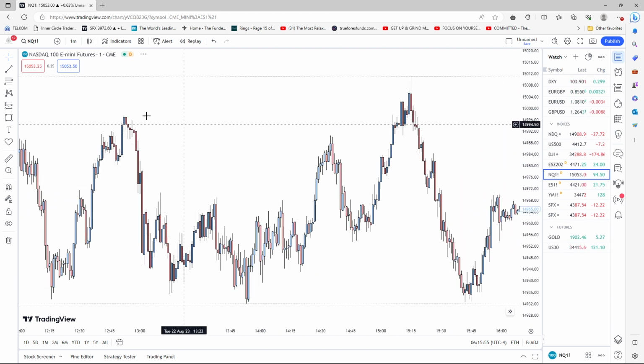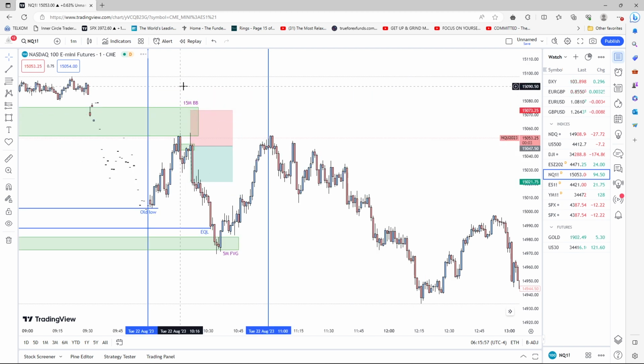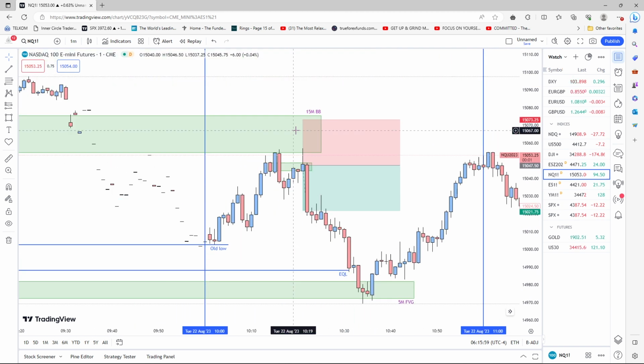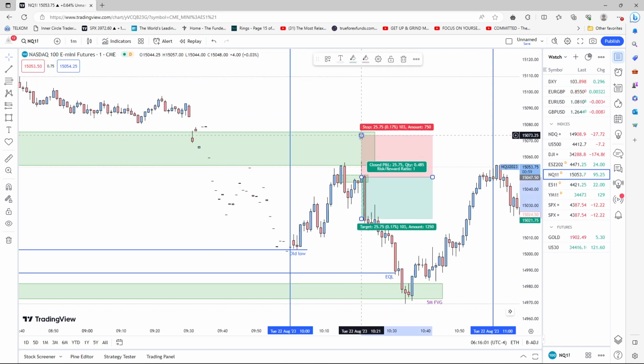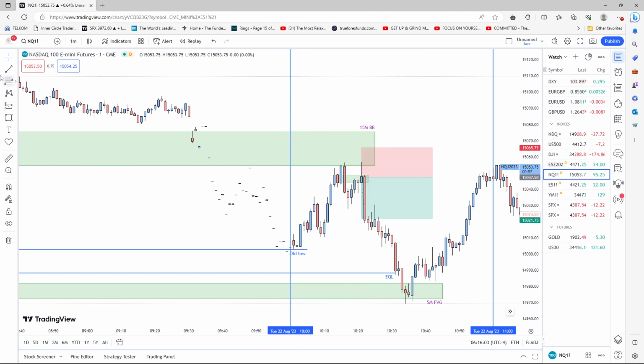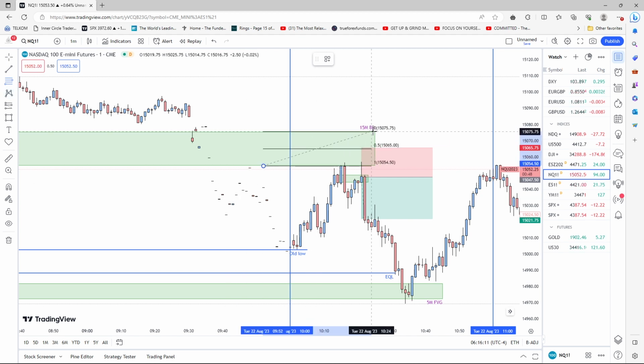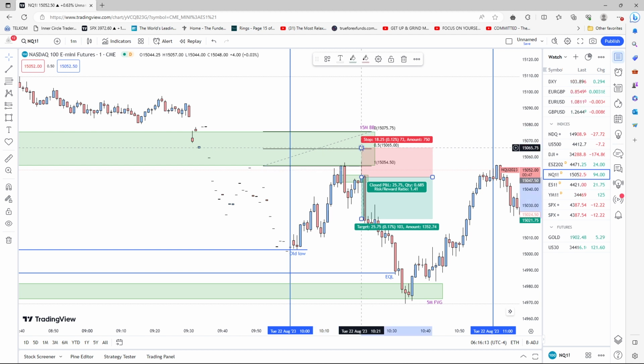Let me see how I would approach this. You know what? I would put a stop inside of this breaker block. I would pull a fib, pull it on the 50%. See that? Smack bang, 50%. Boom. Stop goes right there.